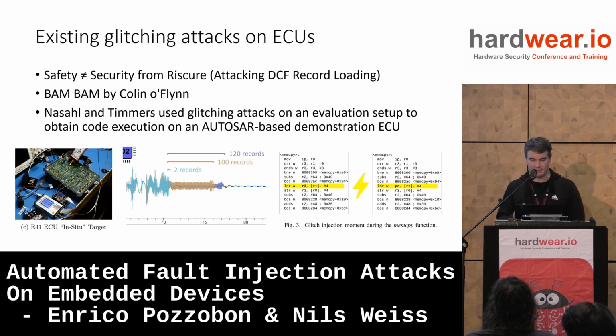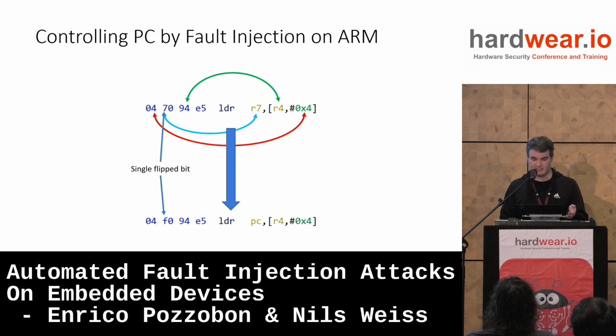And then we looked at other attacks where the attackers were able to obtain code execution on ECUs by modifying the instruction flow by corrupting the program counter. For example, here we have an example on ARM. These attacks usually work by causing a bit flip in the instruction that is fetched from the program flash.